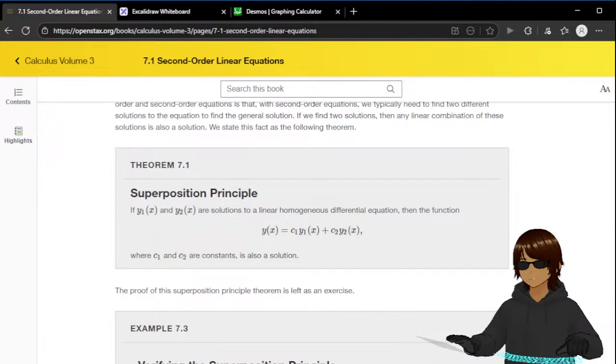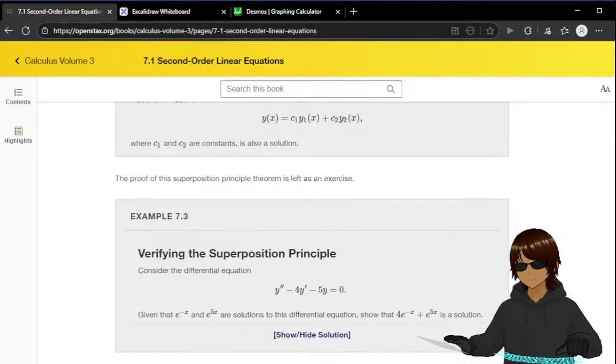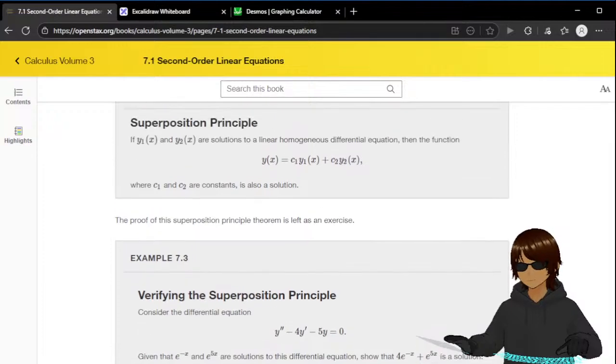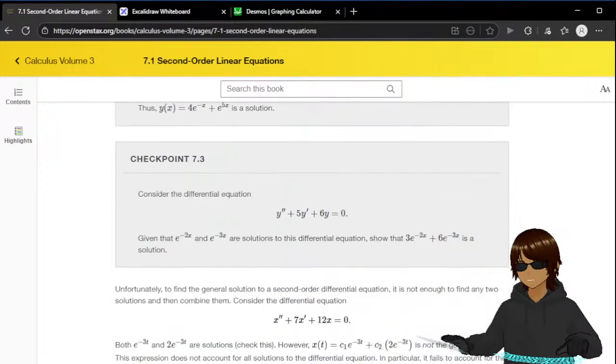Superposition principle. If y1 and y2 are solutions to a linear homogeneous differential equation, then the function c1 y1 plus c2 y2, where c1 and c2 are constants, is also a solution. Given that e to the power of minus x and e to the power of 5x are solutions to this differential equation, show that c1 e to the power of minus x plus c2 e to the power of 5x is a solution. Don't we just substitute in the values? Yeah, that's what they expected us to do.